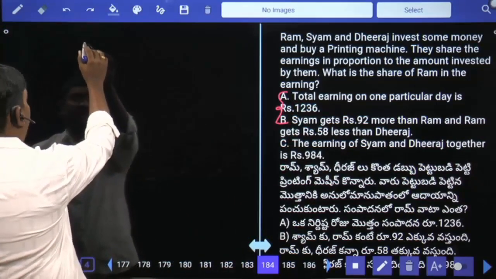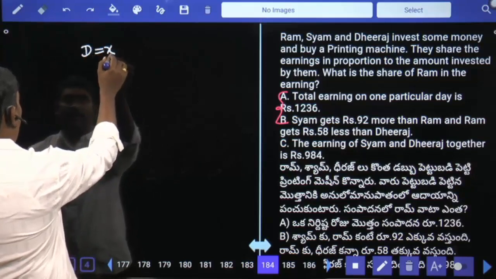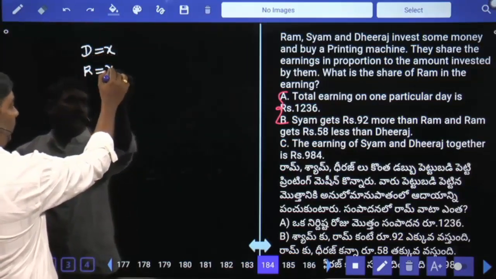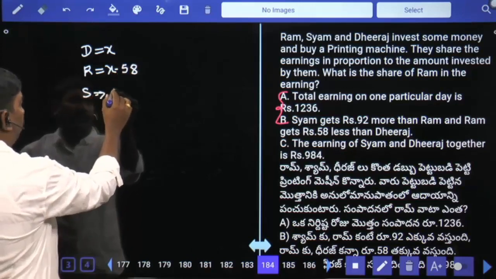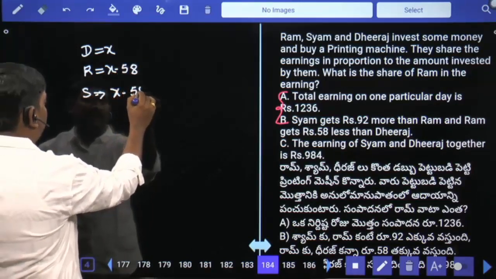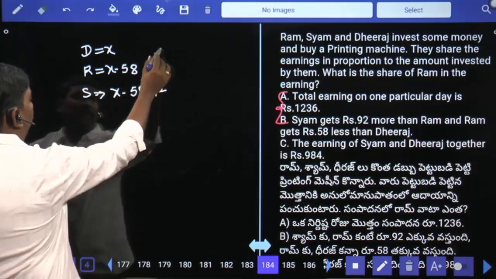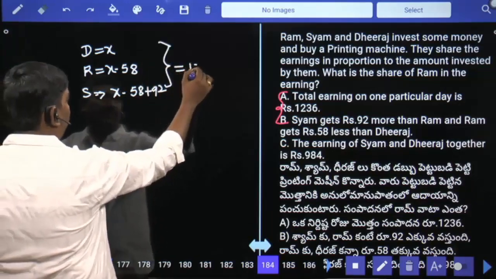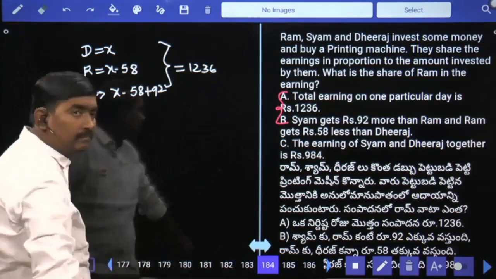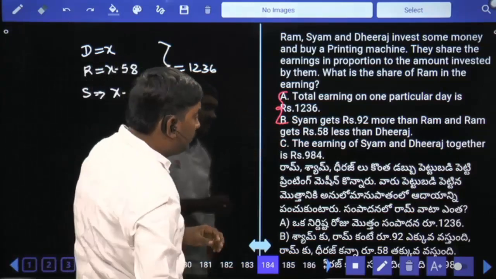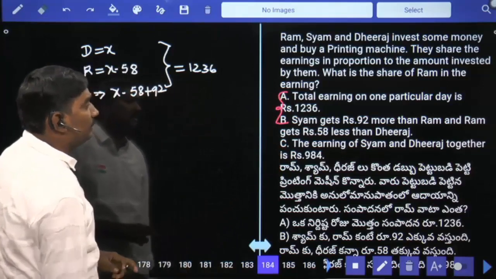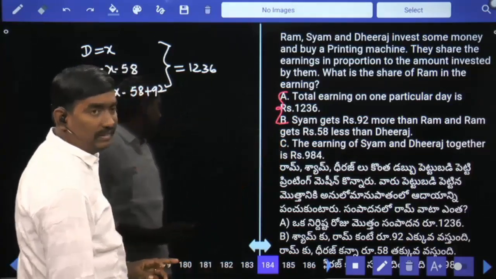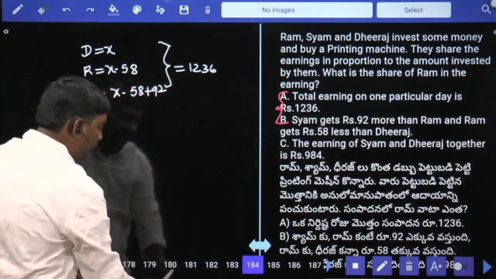Ram gets 58 less than Dheeraj. Dheeraj X rupees, Ram 58 less means X minus 58. Shyam 92 more than Ram: X minus 58 plus 92. All three members together are given as 1236 in the first statement. 1 and 2 we can say the answer. 1 and 3 also. B and C also. Any two we can say the answer.